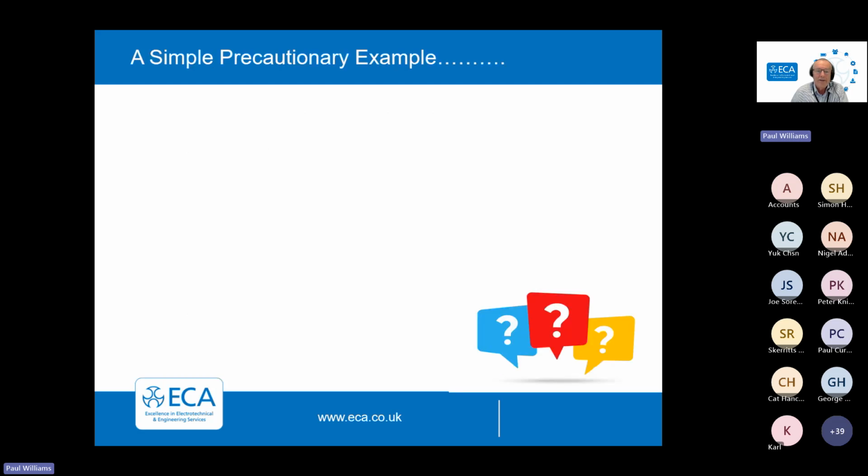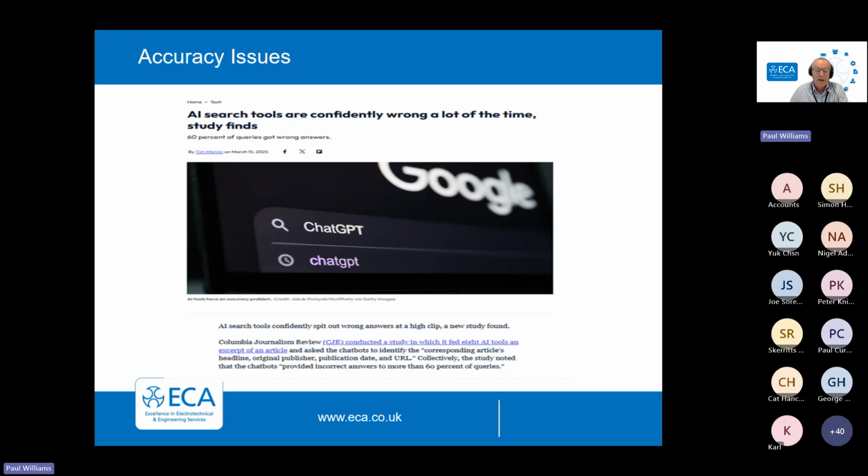I found this study. Columbia University this year did a study which I thought was interesting. They gave a published article to various engines, and 60% of them got things wrong, like identifying the source of the news article, where the excerpt was, so citing correct publishers and dates. So bear in mind, this stuff is trawling through a vast amount of data.